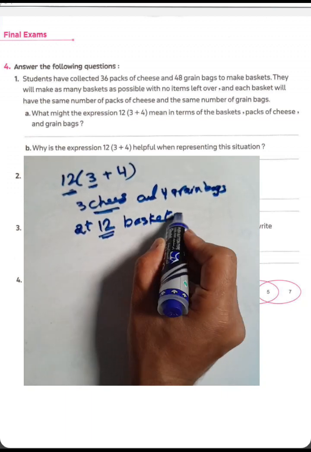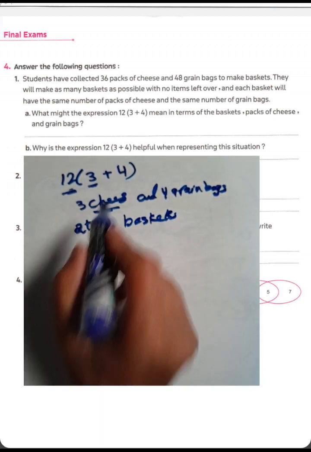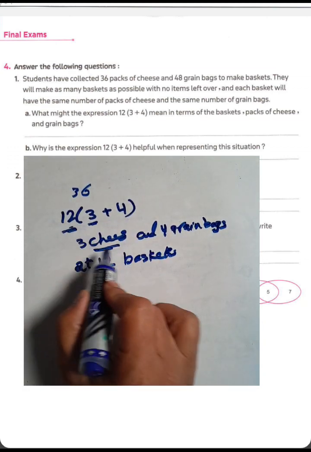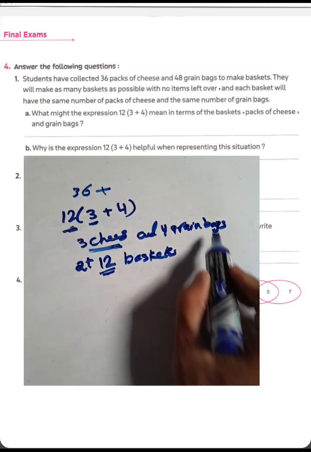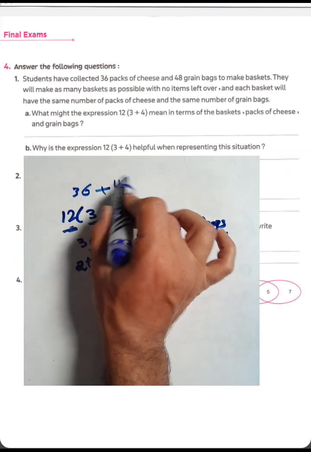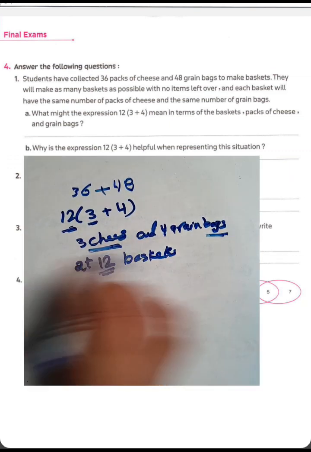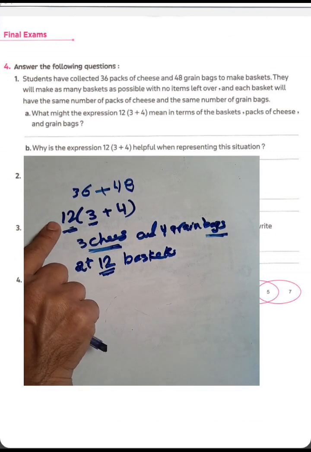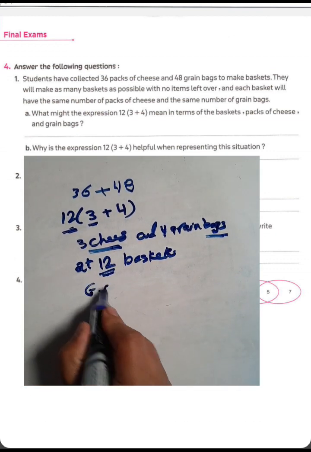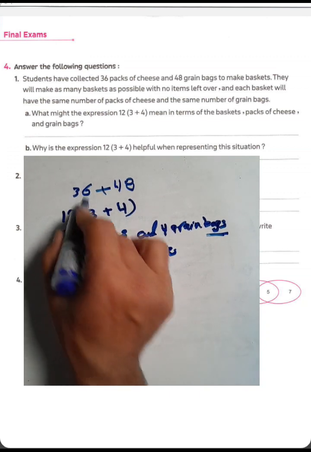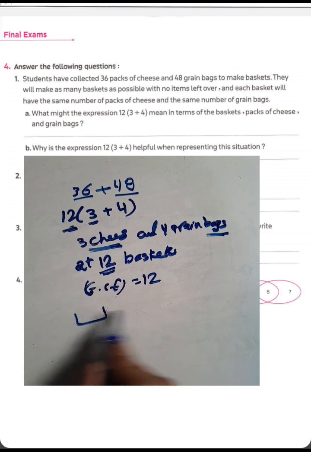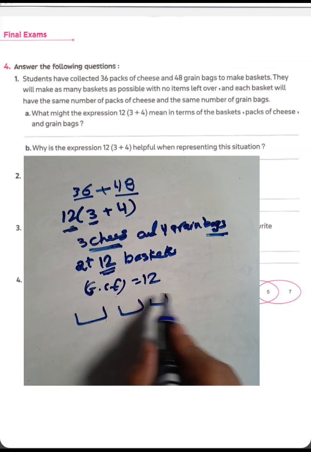Do you know this example? Again, we have the total number here. In this example we have 36 of cheese and bags was 48, and we want to distribute equally to how many boxes? It will be 12, because the greatest common factor between the two numbers 36 and 48 will be 12. Then we will have 12 baskets.